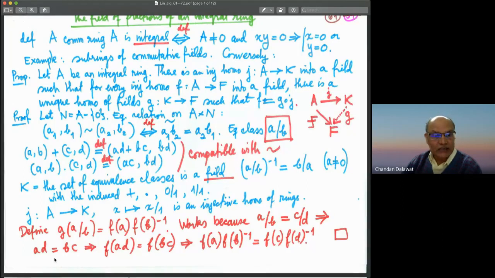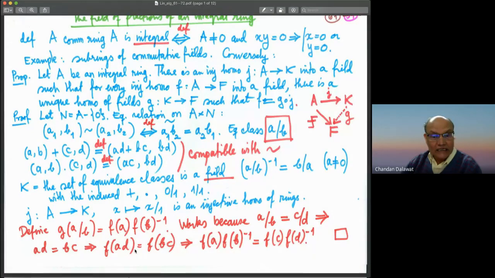And here is the checking. The last line is the checking. If A upon B is equal to C upon D, then AD is equal to BC. That's by definition. Then F of AD is going to be equal to F of BC, right? If these two elements are the same, the images are the same under any map.